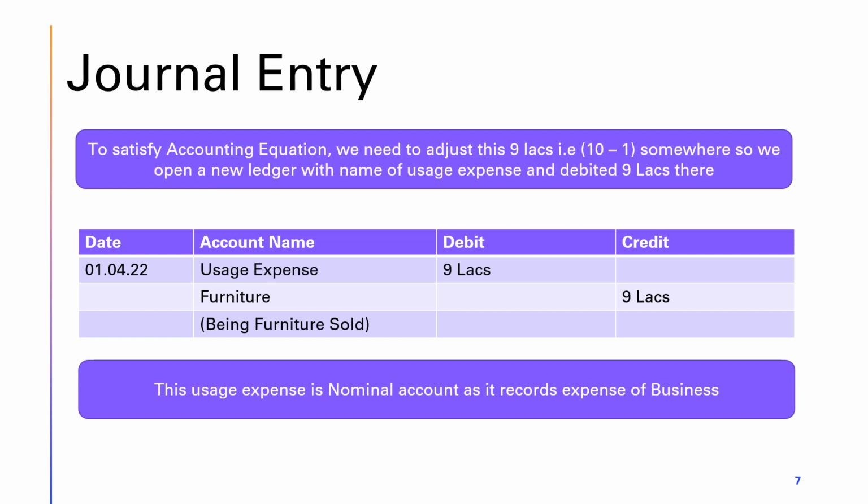Now where to put this 9 lakhs? So Jethalal decided to expense it out. So he opened one nominal account under the name usage expense, and he debited that account with 9 lakhs and simultaneously credited the asset account.